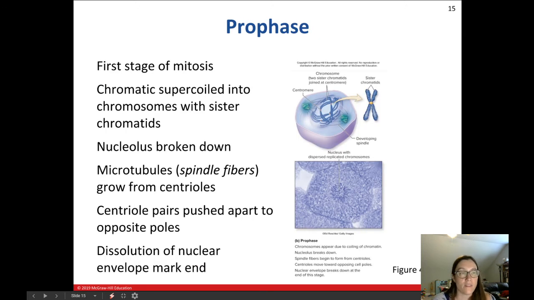So prophase is the first stage of mitosis. This is where the chromatin, which was loosely coiled in interphase, is going to become supercoiled into chromosomes. And when it does this, it's going to turn into this little X look right here. You can see how the yellow part here is a centromere. And this is a replicated chromosome. Whenever it looks like this, it's an X, it means it's already been replicated.